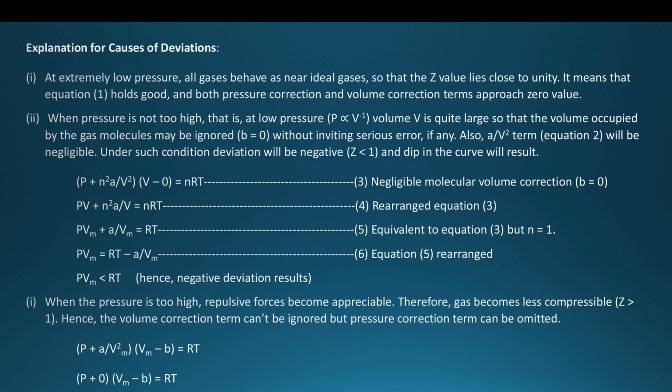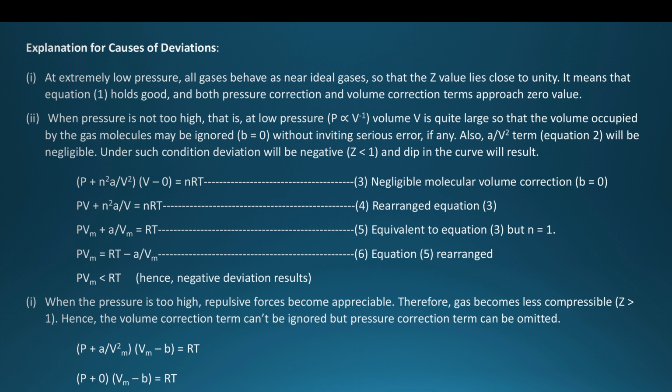Explanation for causes of deviations. First, at extremely low pressure, all gases behave as near ideal gases, so that the Z value lies close to 1. It means that equation 1 holds good, and both the pressure correction and volume correction terms approach zero value, as the pressure is extremely low.